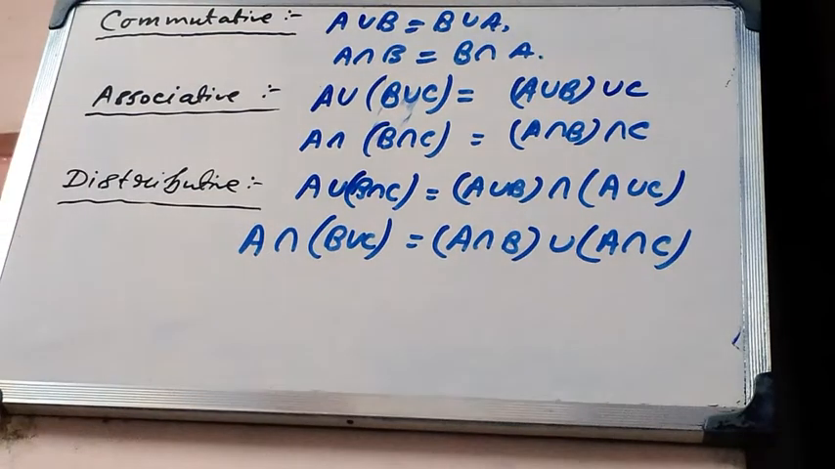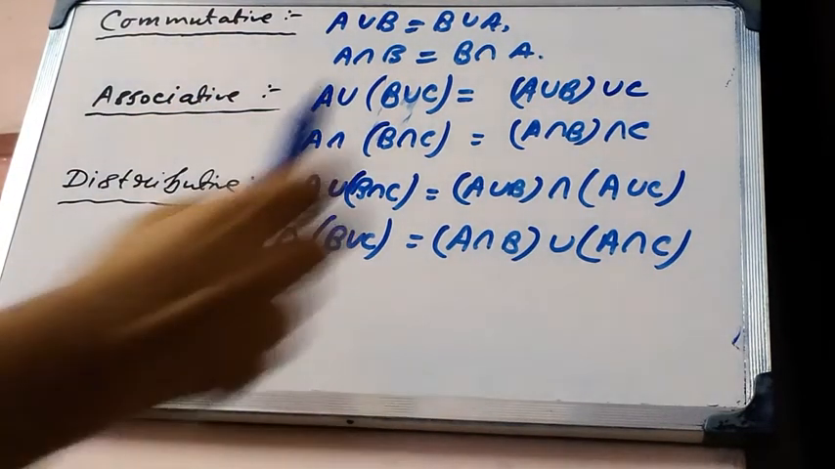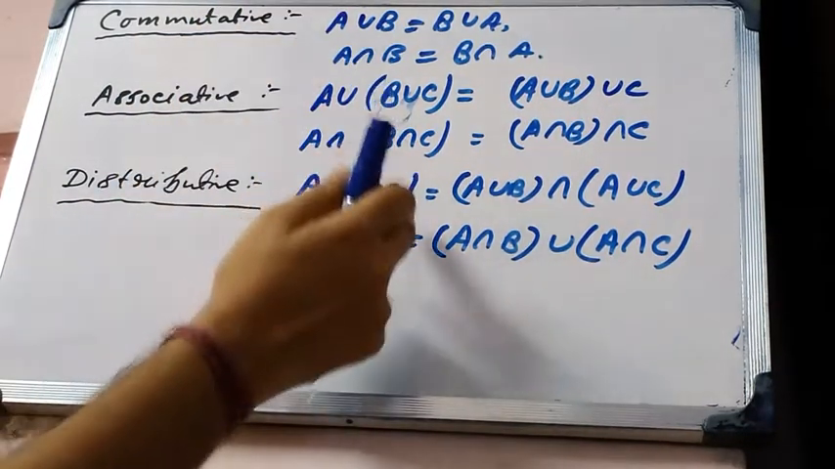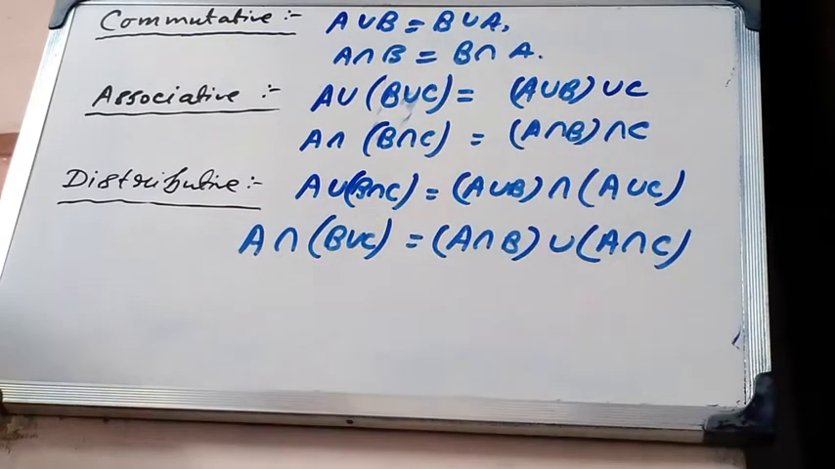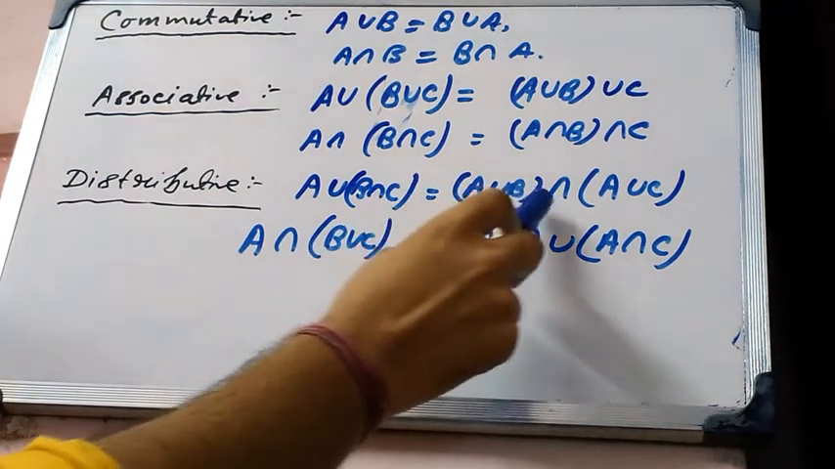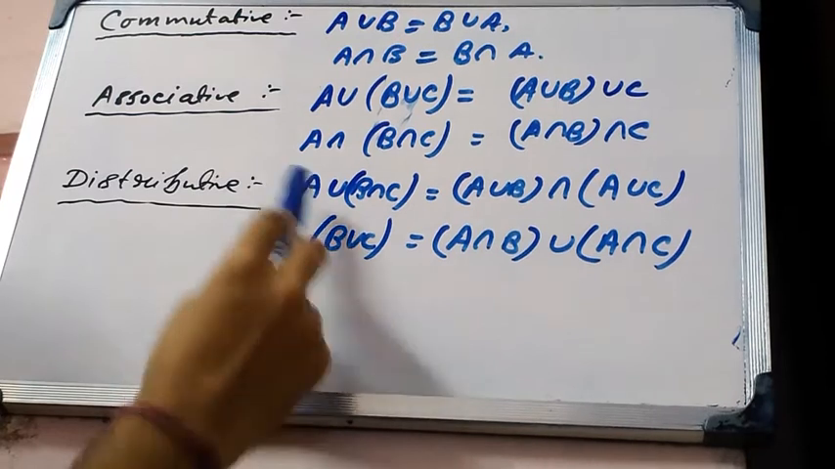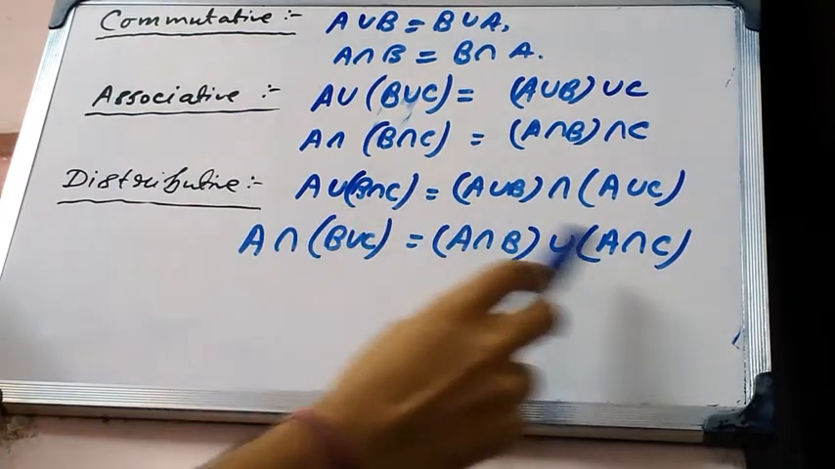The next property is the associative property. It means (A union B) union C is equal to A union (B union C), and (A intersection B) intersection C is equal to A intersection (B intersection C). And finally it's the distributive property. A union (B intersection C) is equal to (A union B) intersection (A union C). And finally A intersection (B union C) is equal to (A intersection B) union (A intersection C).